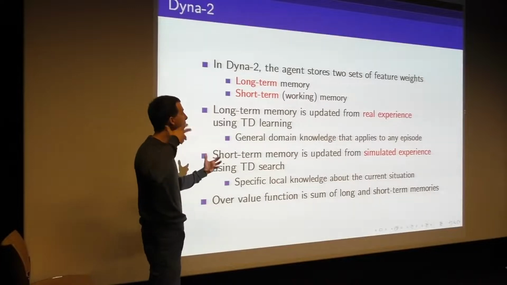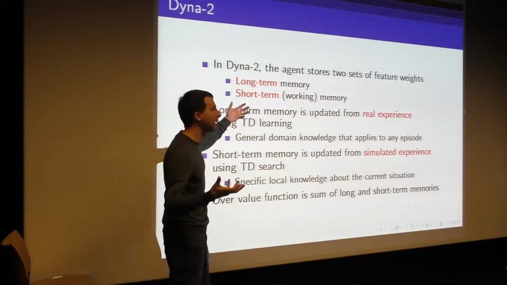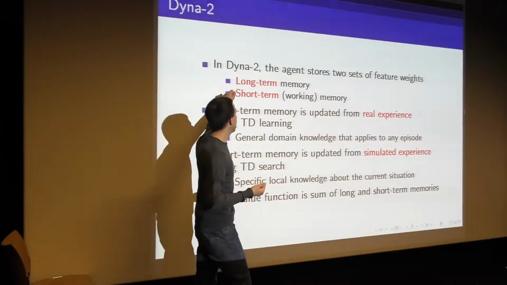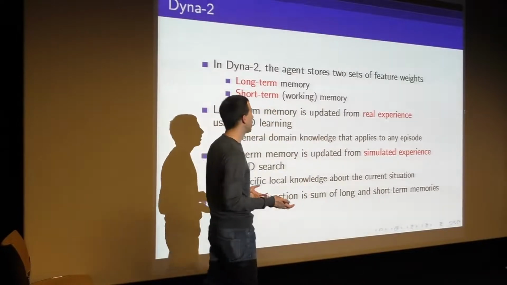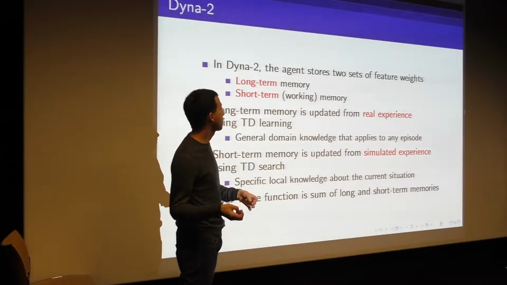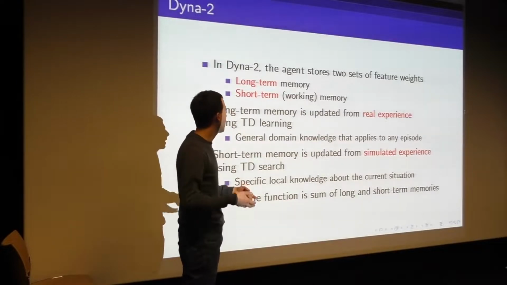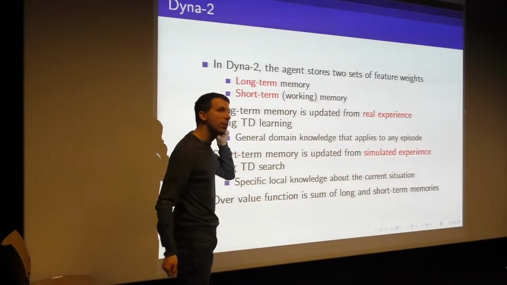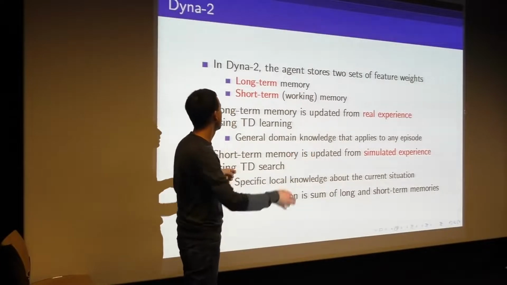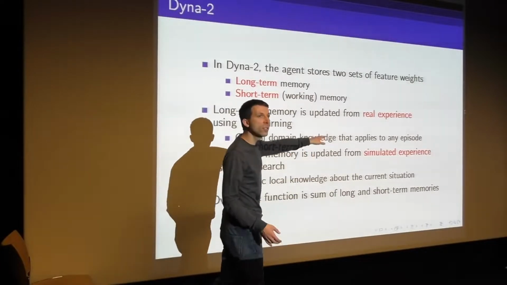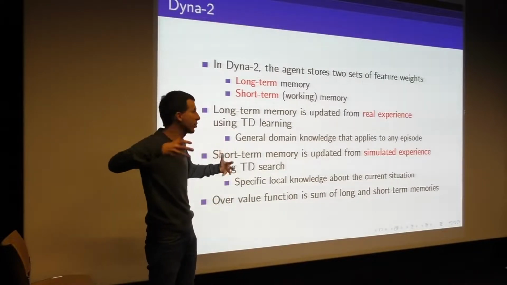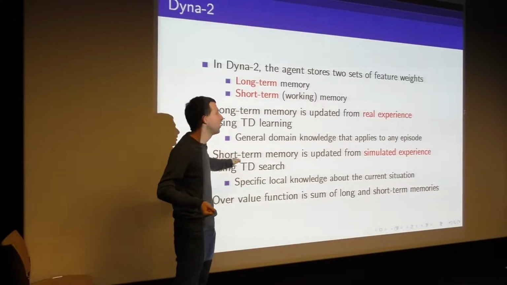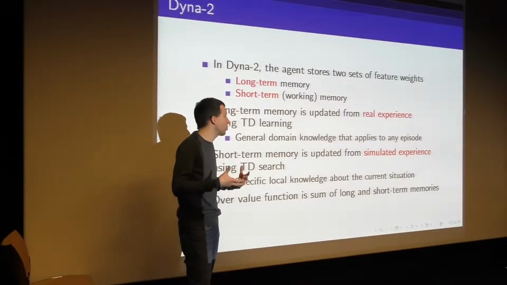You can think of these as a long-term memory and a short-term memory, or a working memory. It basically updates its long-term memory from real experience. So it's got one value function, one saying how good things are when you really experience them, which is the general domain knowledge. And you also have some short-term memory. This is like your search tree now. Your search tree is the thing that tells you how good it is in my search tree.